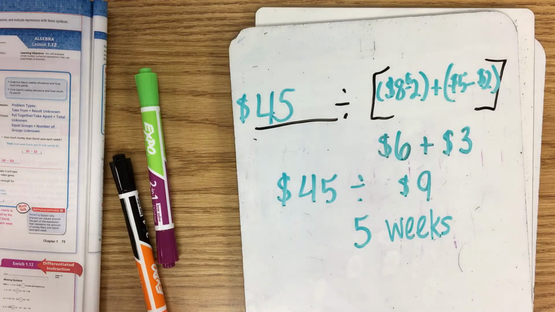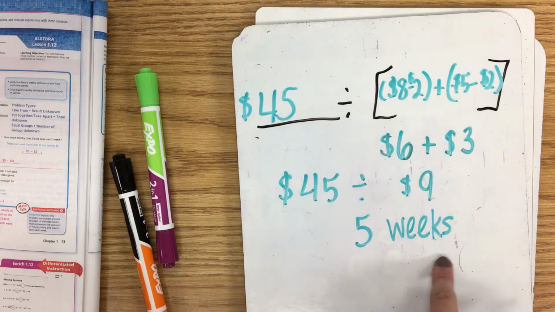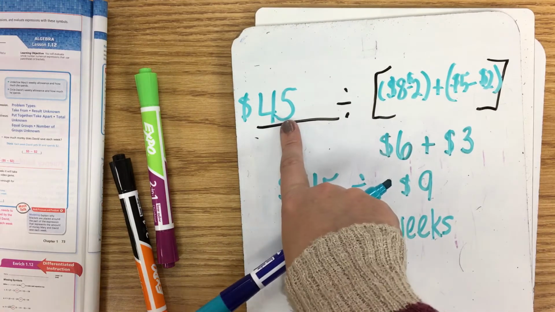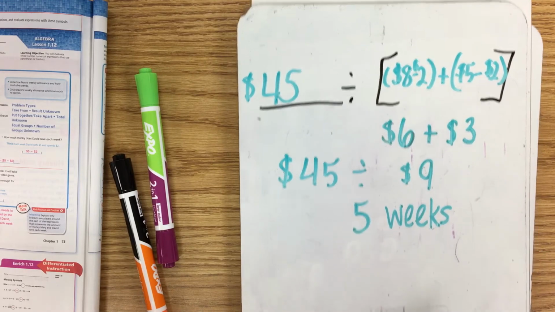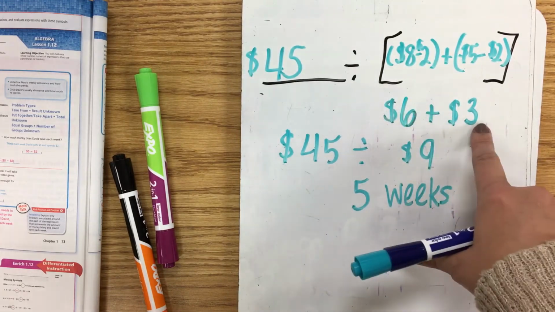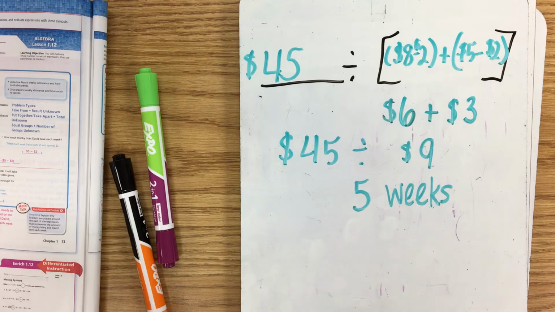Don't forget to write in what it is, because if you don't put your unit, whether we're talking about days, weeks, inches, you may be talking about measuring in chocolate chip cookies for all I know. So, since the video game costs $45, and each week she has $6 left, he has $3 left, and they put it together, 45 divided by 9 is 5 weeks.